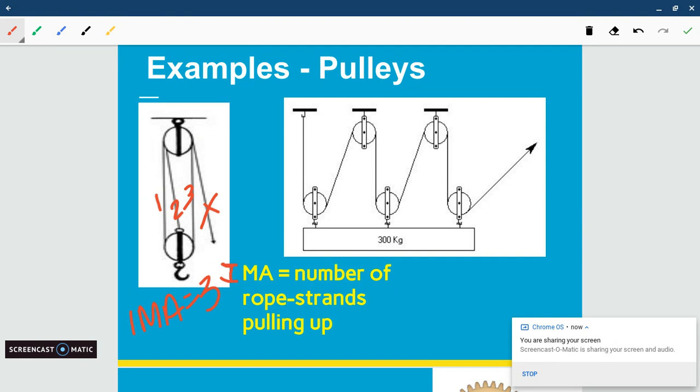In this example, this one does count because it is pulling up. So that would be 1, 2, 3, 4, 5. So this one would have an IMA of 5.